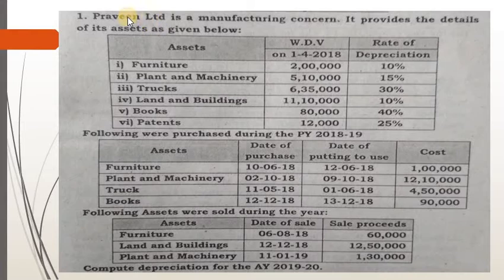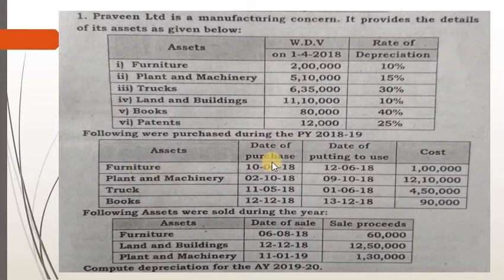Mr. Praveen Limited is a manufacturing concern. It provides the details of its assets as given below. So they have given the various assets: furniture, plant and machinery, trucks, land and buildings, books, patents. So totally there are 6 assets, and they have given the written down value as on 1/4/2018, that is the beginning of the previous year. Then the rate of depreciation is also given. Then additional purchases or additions during the year are also given separately.